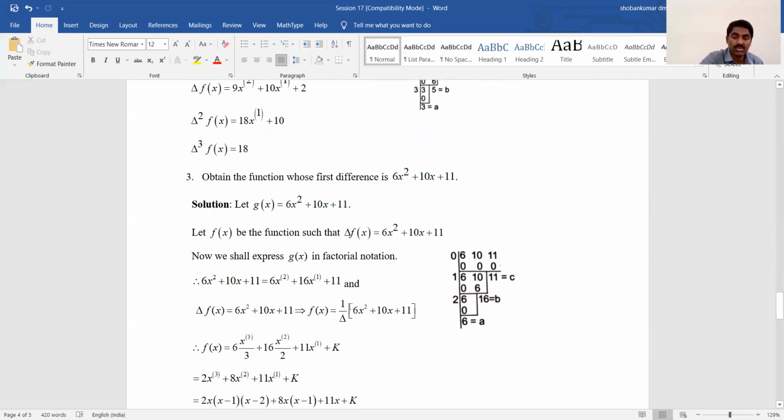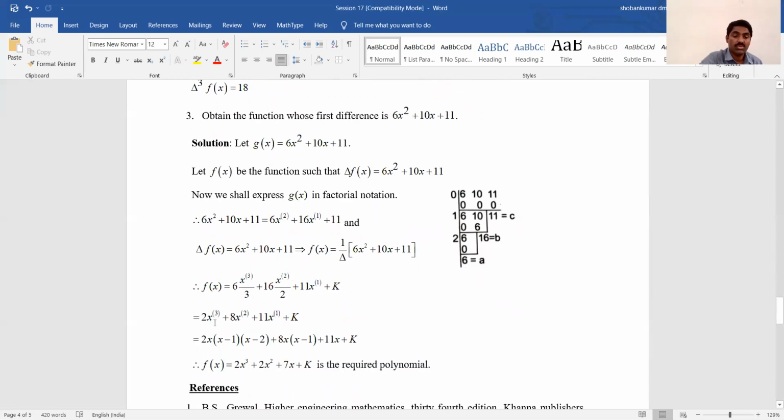Therefore, f of x is equal to, here delta is like differentiation, then 1 by delta is nothing but integration. Integration of x square is x cubed by 3. We can write this in factorial notation form: x to the power 3 by 3, here x to the power 2 by 2, and here x plus a constant of integration, we can write k. Therefore, f of x is equal to 2x to the power 3 plus 8x to the power 2 plus 11x to the power 1 plus k.